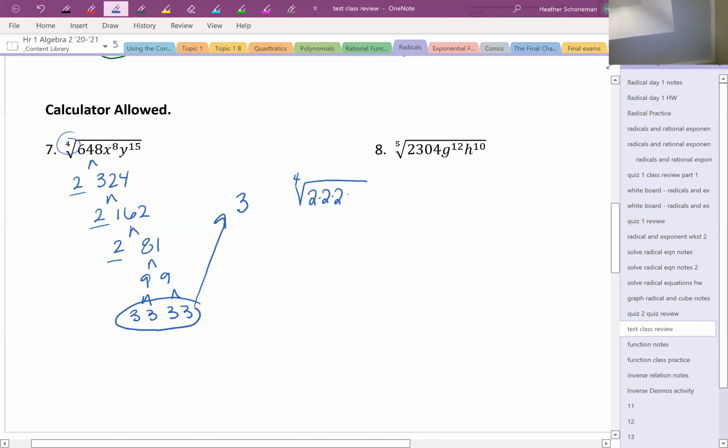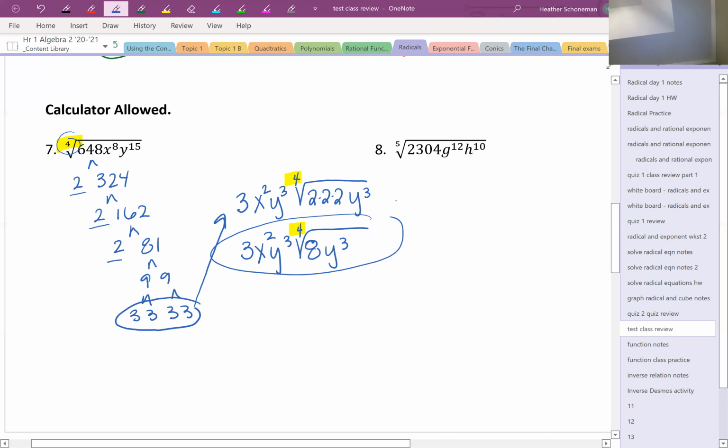Okay, now let's deal with the variables. We're looking for groups of 4, and I've got 8 x's, so that would be 2 groups of 4 with no left over. With the y's, again, I'm looking for groups of 4. That would be 3 groups of 4. Well, 3 times 4 is 12, which means we would have no left over for the y's... So when I write my final answer, I have 3x squared y cubed, and then the 4th root of 2 times 2 is 4, times 2 is 8y cubed. But again, don't forget the number on the shelf. And that's the final answer.